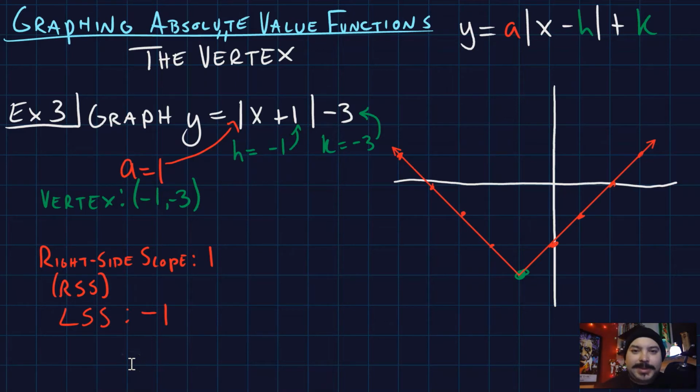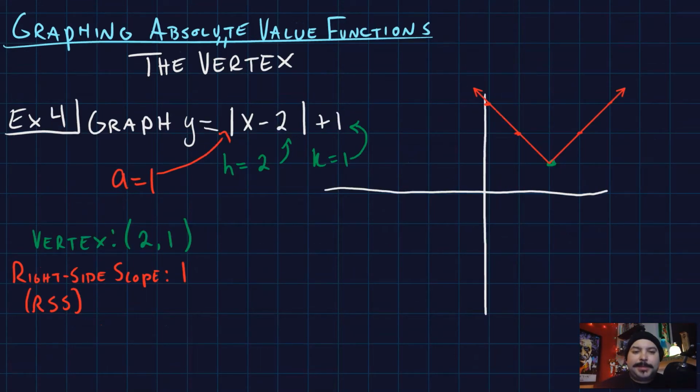So now we'll investigate how a different value for a will affect the shape of our graphs. In example 4, we have y equals the absolute value of quantity x minus 2, then plus 1. Looking at our equation once again, we see that h is equal to 2 and k is equal to 1. So our vertex will be at the coordinate 2, 1. Our right-hand slope once again is a equals 1, and the left side will be the slope negative 1.